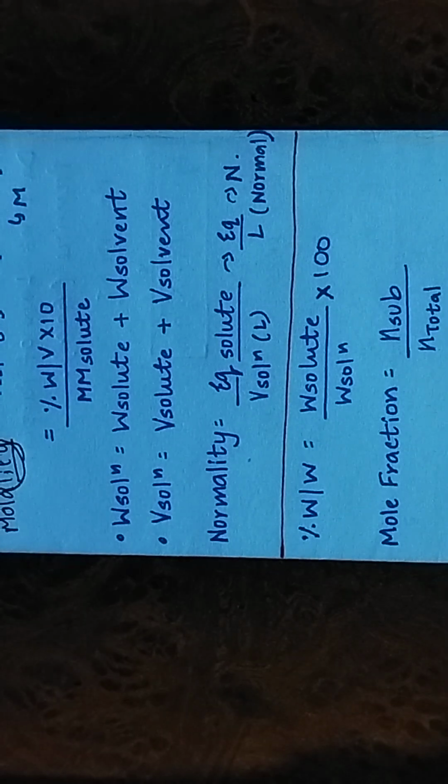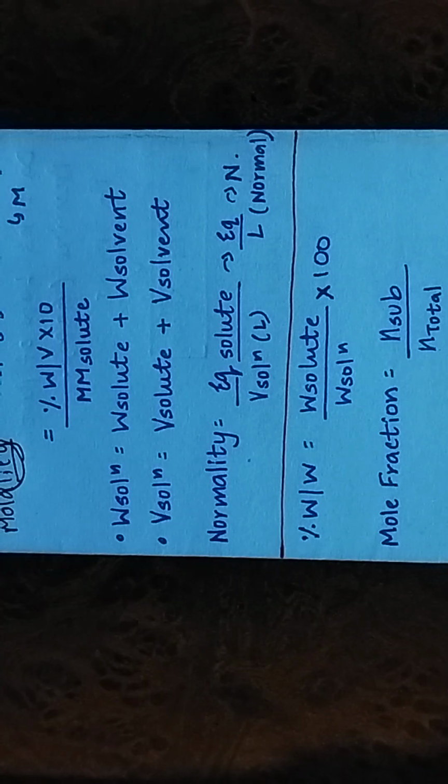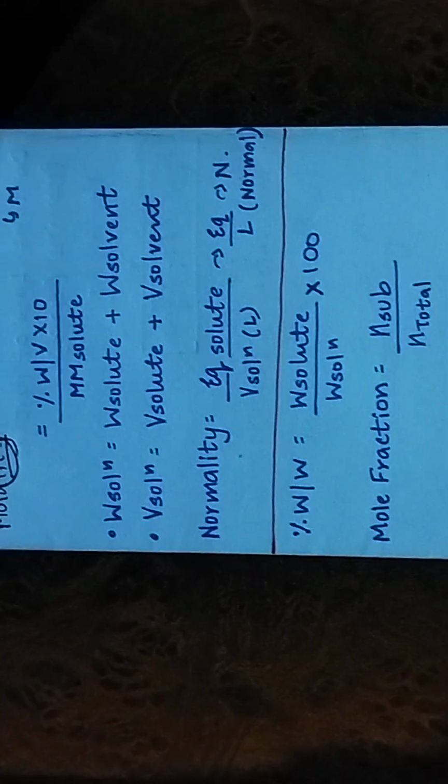Normality is the equivalent of solute by volume of solution in liters. How can we get the equivalent of solute? That is weight by equivalent mass. Now how can you get the equivalent mass? That is, I guess, molar mass by the n factor. And what is the n factor? That is the number of H plus ions that some compound releases.